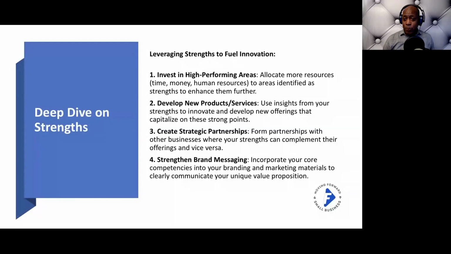So here's an example of leveraging strengths to fuel innovation. You might invest in high performing areas, so you're going to allocate more resources in the places that are your strongest points. Okay. I heard this from, I'm not sure if it was my mentor or someone. They go, most people will pour most of their time and energy trying to turn a weakness into a strength, which can deplete a lot of your resources. Or you can double down on your strengths and get even stronger in those areas and move a lot faster.